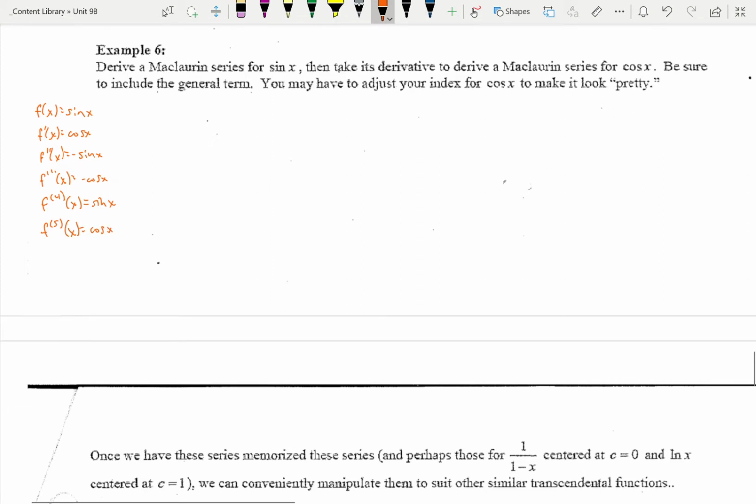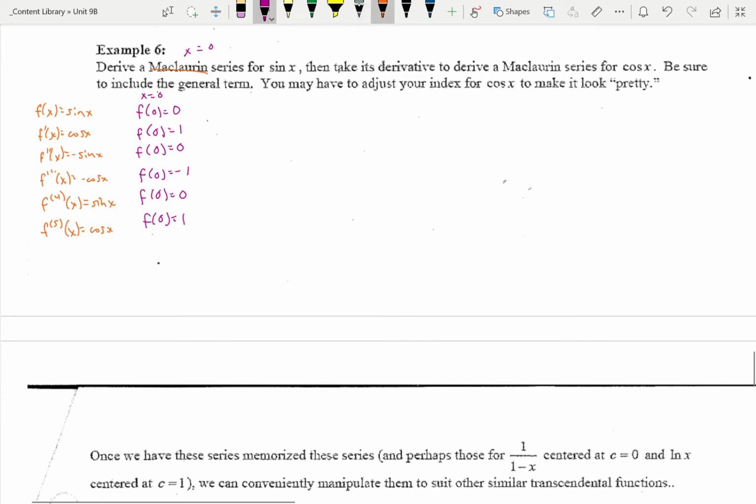We're going to do the Maclaurin series. That means that x equals 0. So if we evaluate these at x equals 0, we get 0. We get 1, because cosine of 0 is 1. We get back to 0, because sine of 0 is 0. This time we get negative 1. We get 0 again, and we get to 1. And we get the familiar oscillating behavior between 1 and negative 1 with zeros in between.